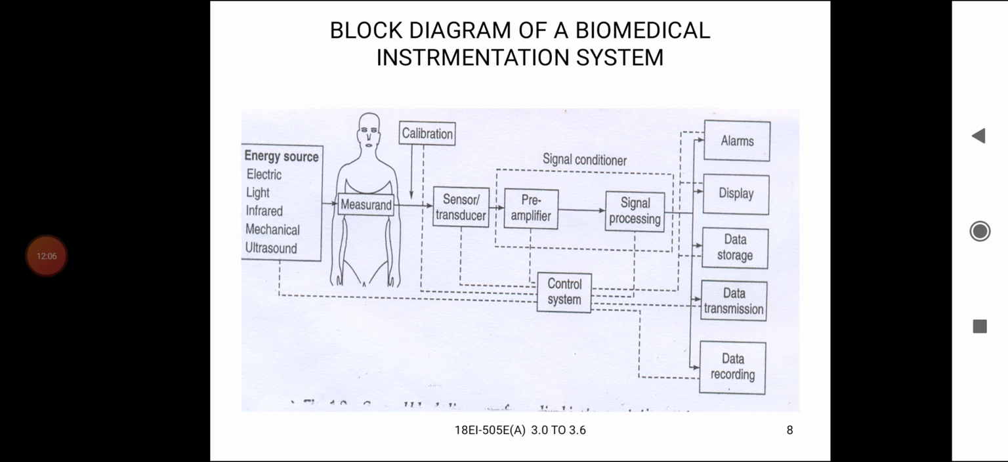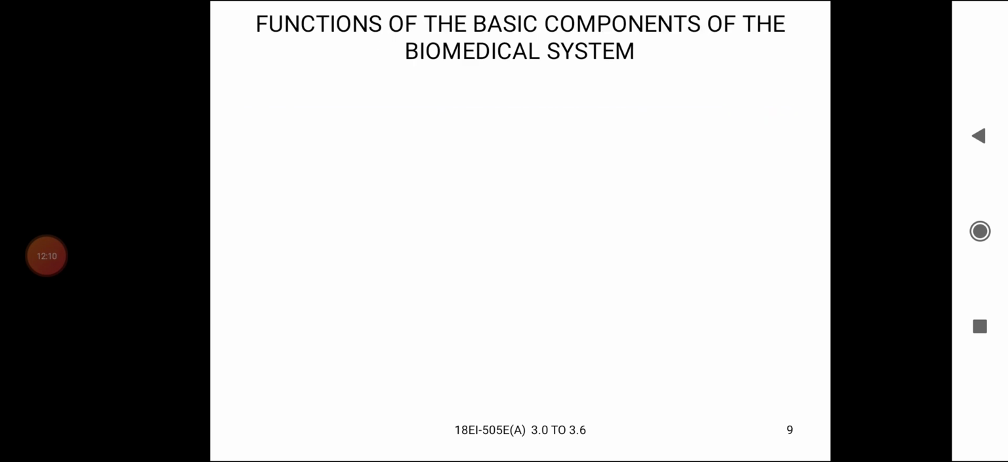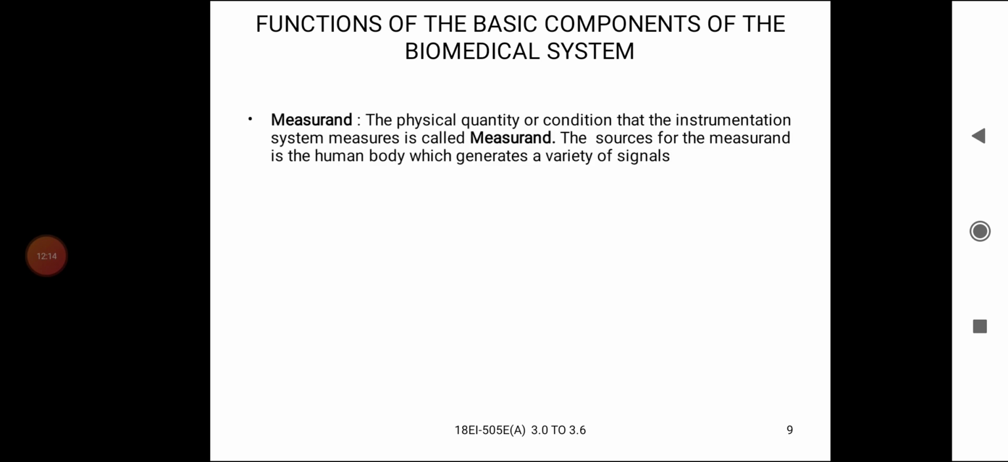This is the block diagram of a biomedical instrumentation system. The function of the basic components of the biomedical system: Measurand. The first one is measurand. The physical quantity or condition that the instrument system measures is called measurand. The source for the measurand is the human body, which generates a variety of signals.